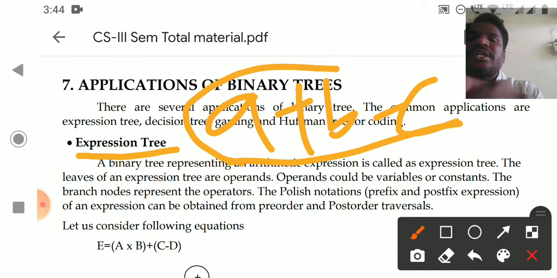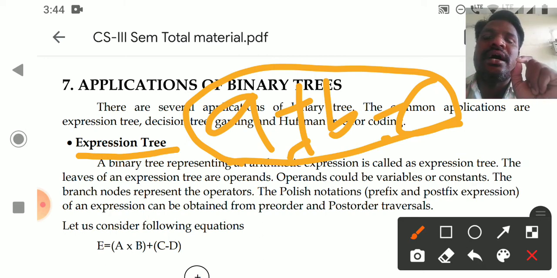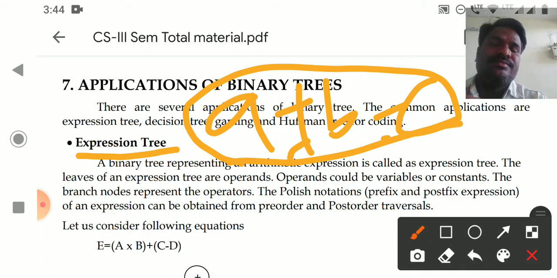This is called an arithmetic expression. Why is it called an arithmetic expression? There is a plus and there is a minus. Plus and minus are the arithmetic operators. So this arithmetic expression can be represented using a binary tree. That is called an expression tree. Simple. An expression tree means a binary tree that represents an arithmetic expression.